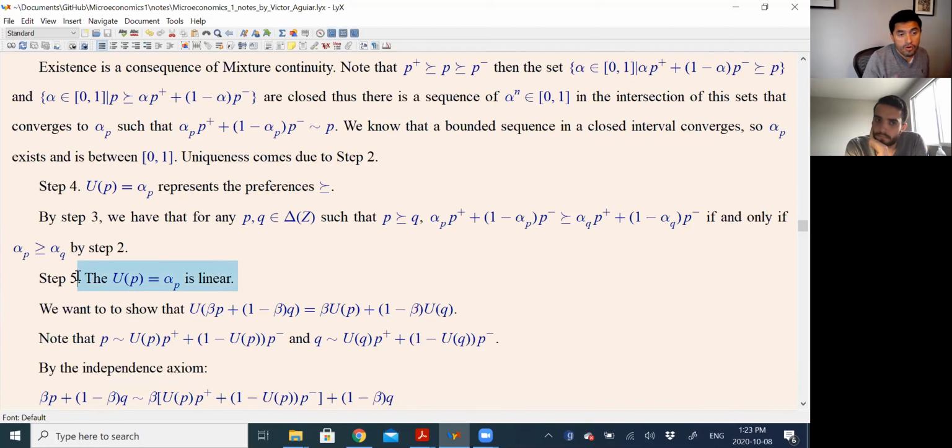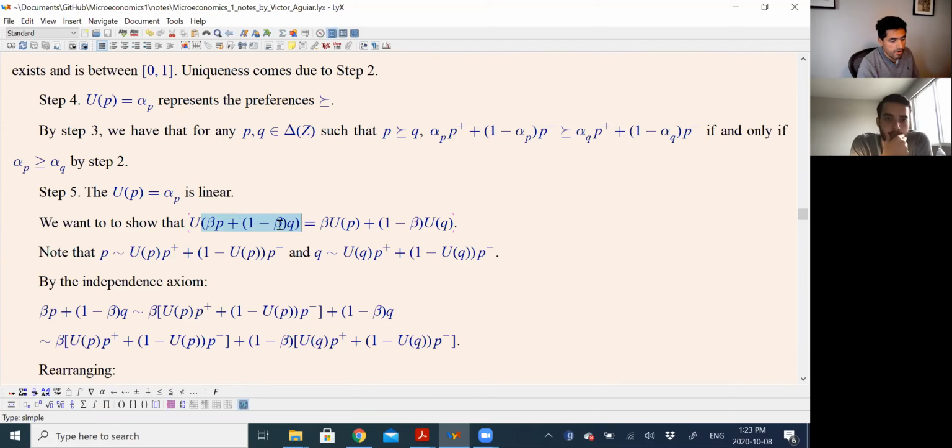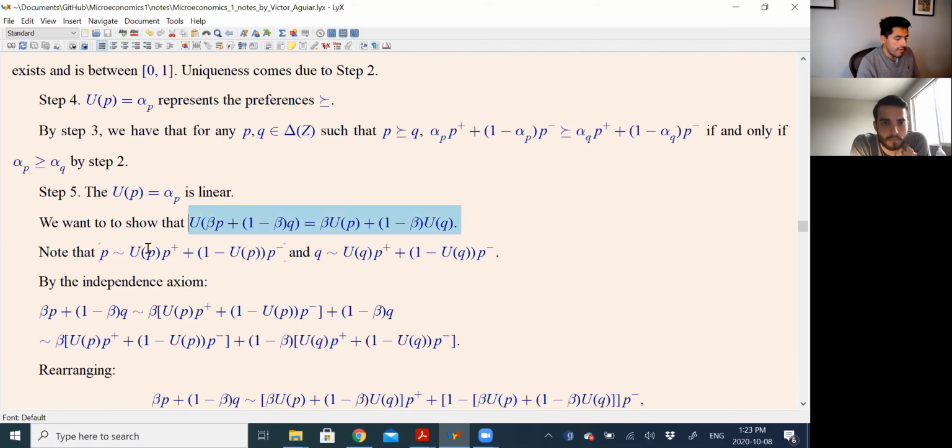So this alpha P, now also notice, is a cardinal value utility, okay? So this is actually the intensity of how much you like this lottery, okay? Between 0 and 1. So now I want to show the final part of the proof. The objective of this theorem is to show that this utility is actually a linear mapping. So linearity means that if I apply this utility to the weighted sum of P and Q according to the weight beta, I also get that this is equal to the sum of the utilities, right? So beta times U of P plus 1 minus beta U of Q. This is linearity, the part I care about.